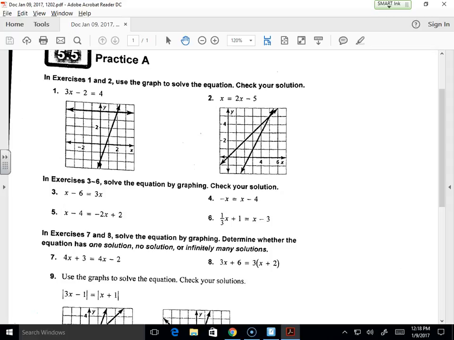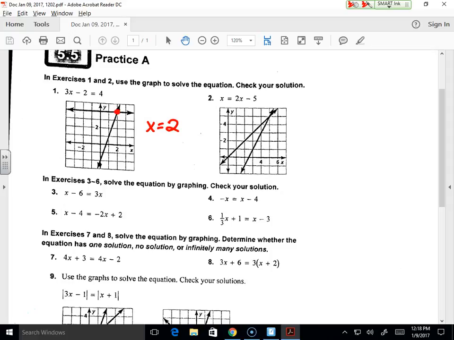Well, first of all, for number 1, what is the answer? And how do you see it with the graph? That's what I'm looking for. What is the answer and how do you see it with the graph? Jay, go ahead. X equals 2 is the answer, and you can tell by going on the x-axis to where the points intersect.